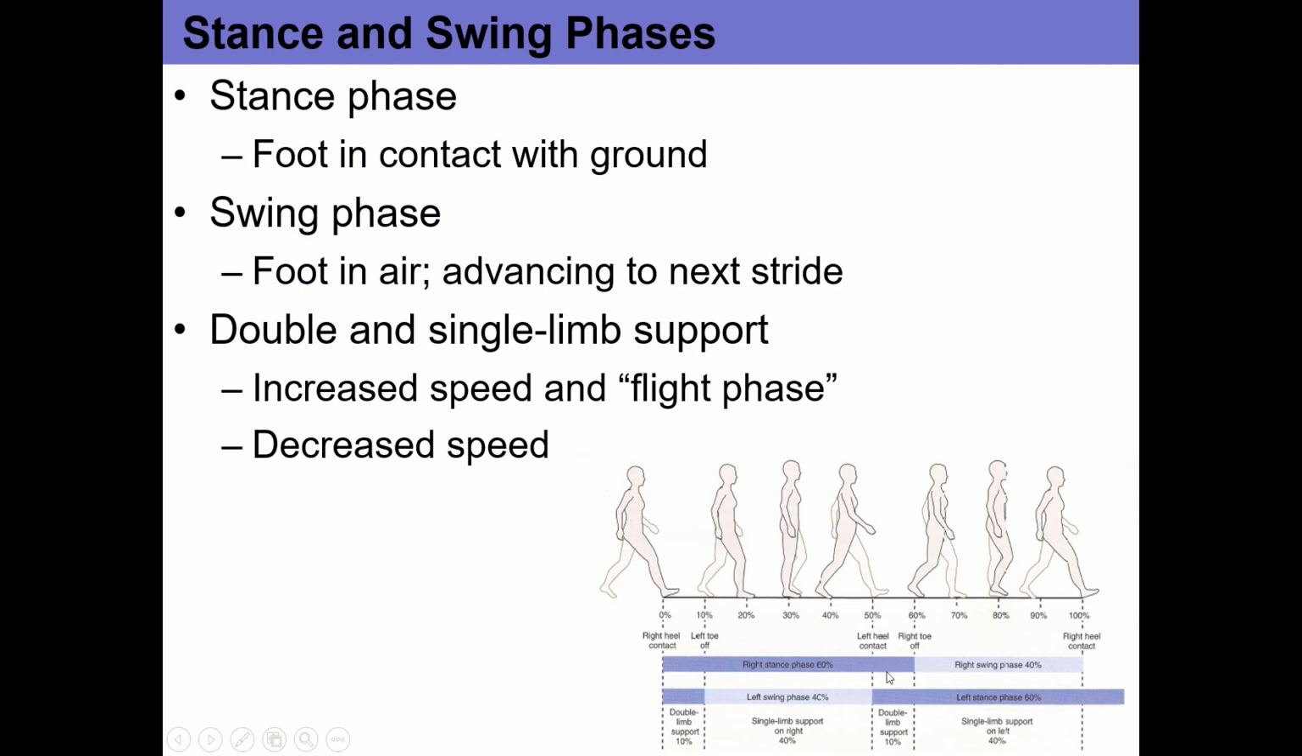And so again, you've got that overlap between the right and left, so another period of double limb support. At about 0% to 10% and 50% to 60% of the gait cycle, there's some overlap between when the right foot and the left foot are on the ground, and so those are periods of double limb support. Everything else in the gait cycle is single limb support. And the key differentiator between walking and running is that double limb support.